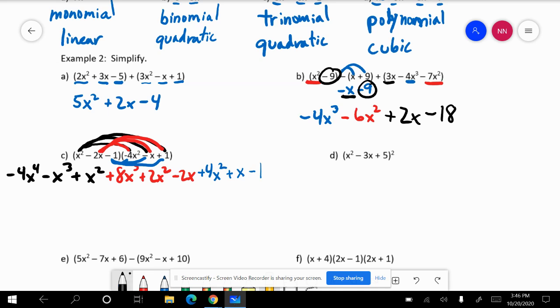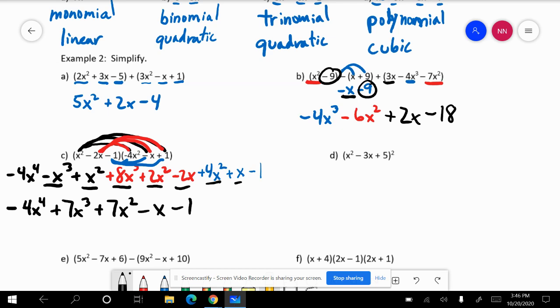So I'm going to add my like terms. There's only one that's degree 4, so I'm just going to bring that down, negative 4x to the 4th. Then I'm looking at my cubes, and I see 2 of them, plus 7x cubed. I'm going to look for my squares: x squared, 2x squared, and 4x squared. That right there gives me 7x squared. And my x's, negative 2x and x is negative x, and then minus 1.